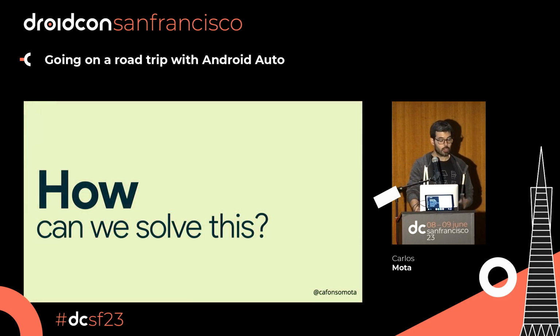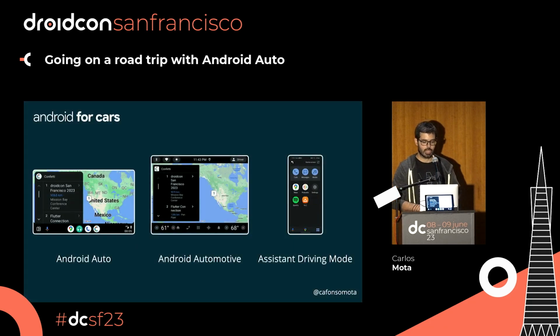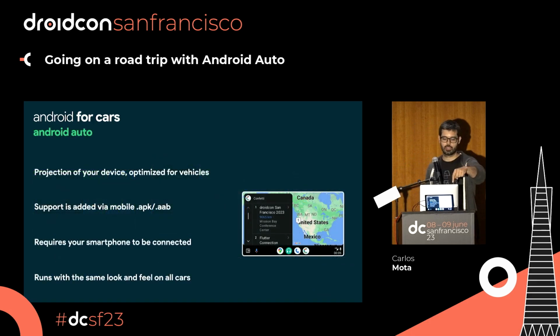So how can we solve this? And Google has 3 different solutions for this. The first one is the Android Auto, the second one the Automotive, and the third one is the Assistant Driving mode. The first one, as you can see here, is a head display.